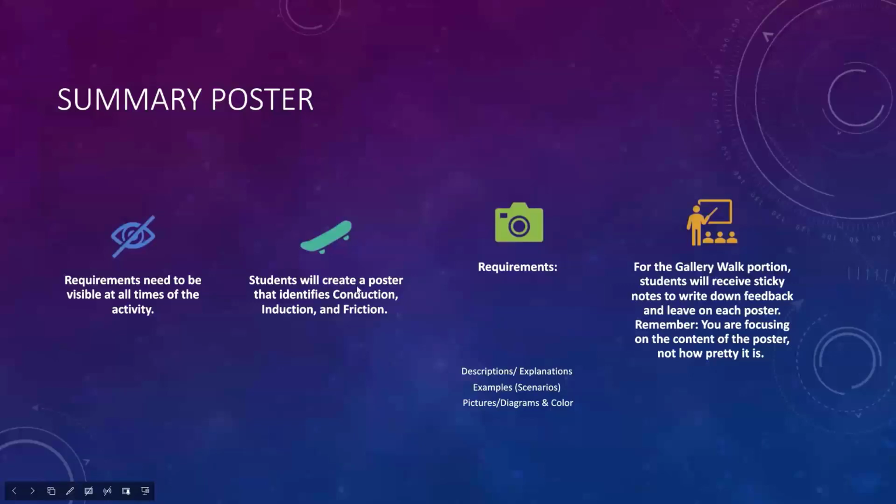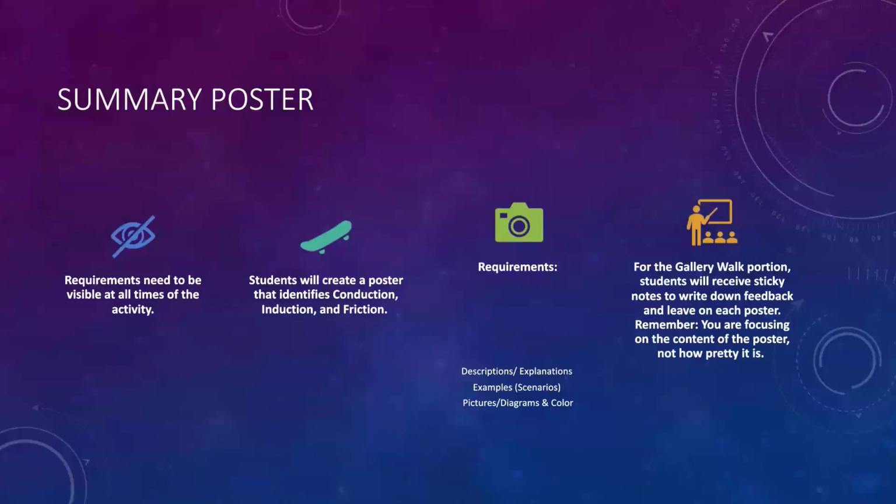So this is an example of these little bullet points from the last summary poster that I did in person. The students had to create a poster that discussed conduction, induction, and friction. At the time, we were talking about the distribution of charges, mainly in conductors and insulators. So at the top, this would say, okay, this is your topic. The student requirements were that they had to include descriptions and/or explanations for each process. So I should see a description or explanation for conduction, induction, as well as friction.